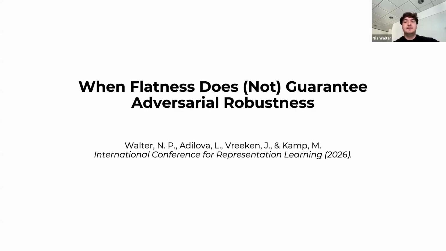Hey everyone. Thanks again for this nice introduction. Today I'm going to talk about our ICLR papers. When can we use flatness to guarantee adversarial robustness? And I think a good chunk will also be about when we can't, and when it's unfortunately not as useful as we would like it to be.